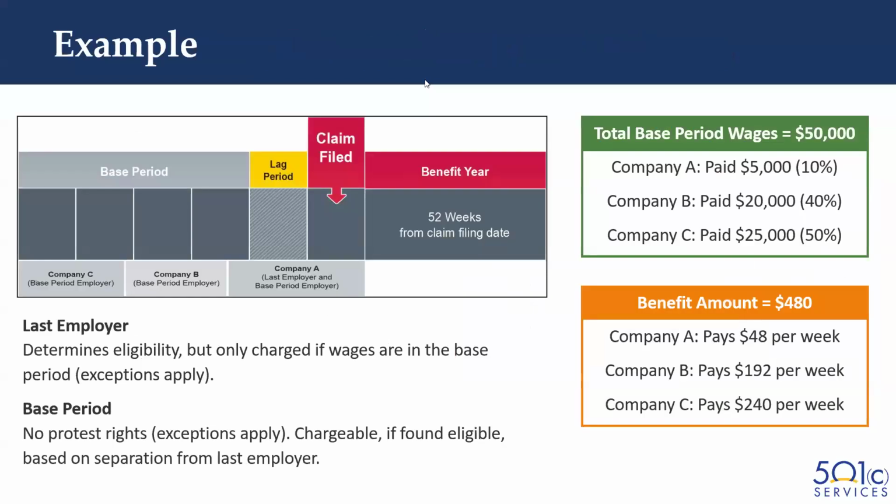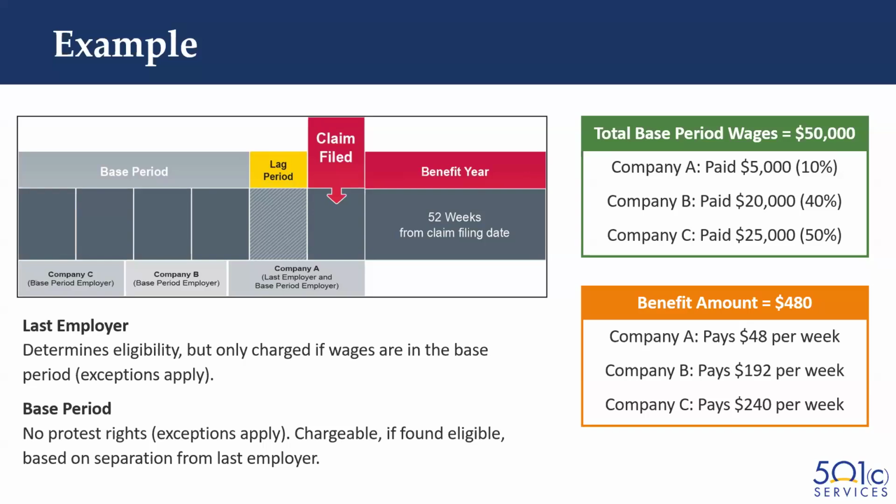So let's go through a specific example. In looking at this graphic, you'll see that there are 3 companies involved in this claim. We've got company A. Just looking at the bottom row here of this new graphic, company A is going to be both the last employer, so the most recent employer, but they're also a base period employer because you can see their box goes into that base period just a little bit. So they're going to be both the last employer and a base period employer. Company B is going to be a base period employer only, and company C is also going to be a base period employer only. They are not the most recent separating employer.